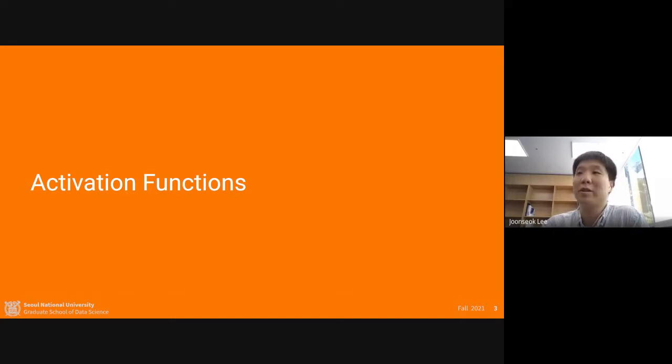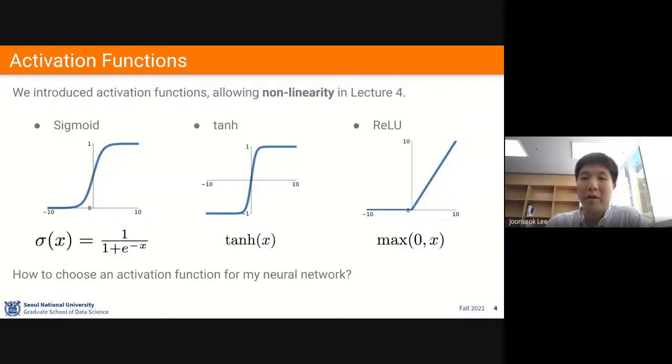First, let's start with activation functions. In the previous lecture, we learned some activation functions like these: the sigmoid function, the hyperbolic tangent function, or ReLU. We just saw these pictures, but we didn't really discuss the pros and cons of these. So which one should we use?